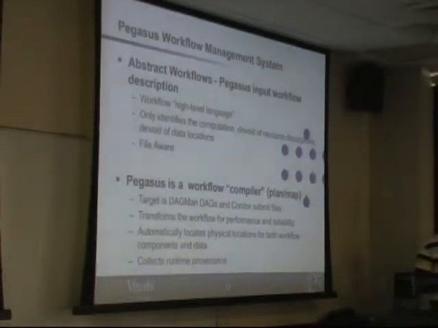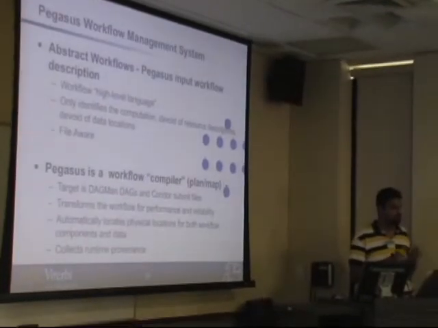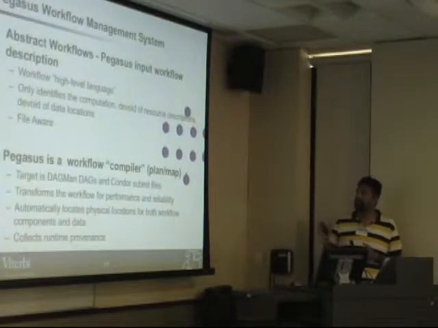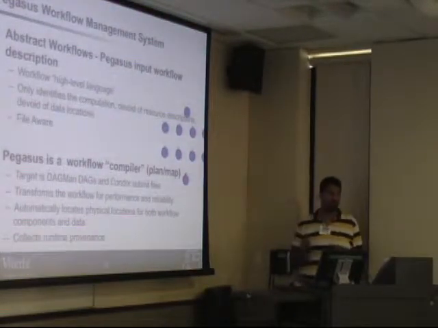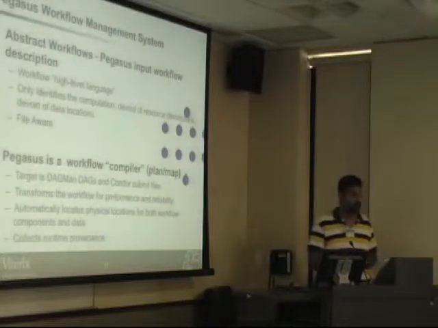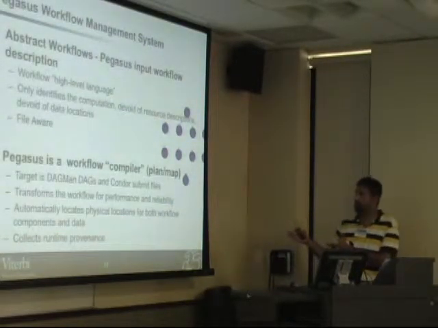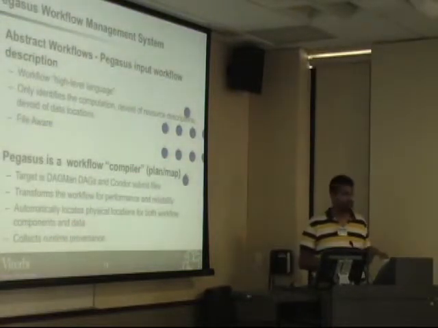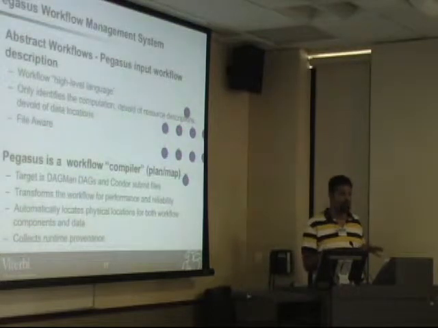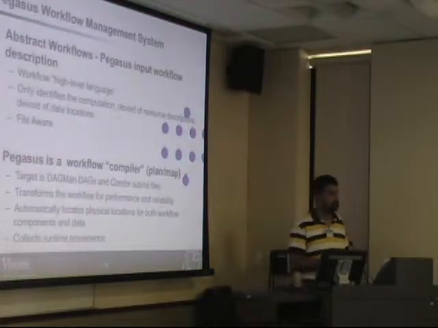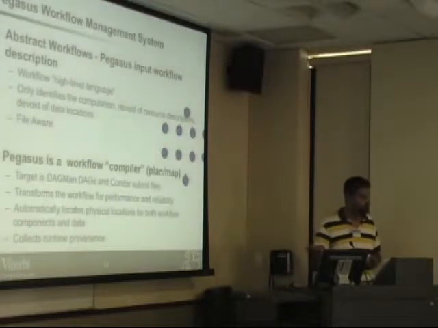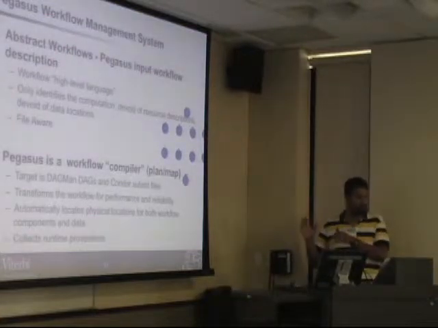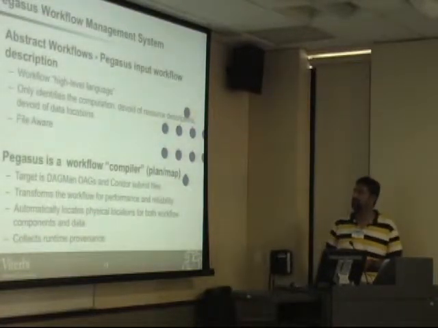So I mentioned that Pegasus itself takes in this description, which is a high-level description of your computation. It only identifies the computation devoid of any resource descriptions or data. We'll go deeper into this a bit later on, but what that means is, with Pegasus, you just specify your jobs by logical identifiers. So you'll say that I have a bowtie job to run, but you won't specify where bowtie is installed on a particular cluster. That's decoupled from your workflow specification.